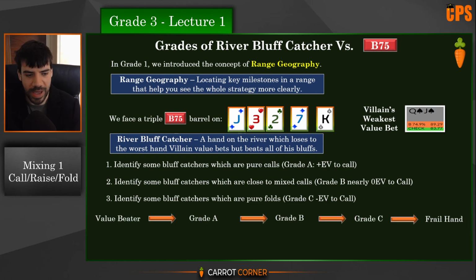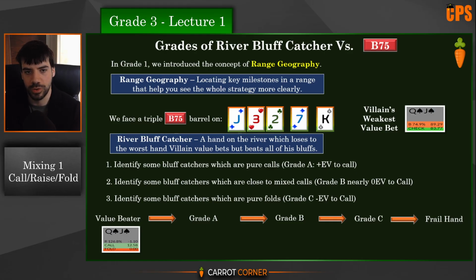So, we have this spectrum, going all the way from value beaters, hands that can chop or win against the value combo. Just one is fine, that's enough to deem the hand a value beater, and these will be calls. Then we have grade A, grade B, grade C bluff catchers, then we have a frail hand that just goes in the bin because it doesn't beat every bluff. The value beater here is Queen Jack, simply by virtue of the fact that we chop with Queen Jack. Of course, we can't have Queen Jack at the same time that they do, but that's okay. We're going to be chopping with other suits of it and also blocking some value bets. This hand is a profitable call.